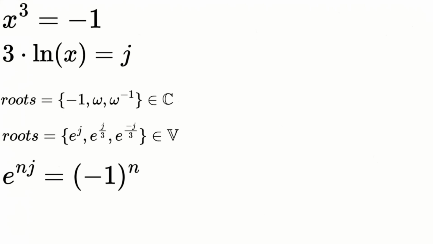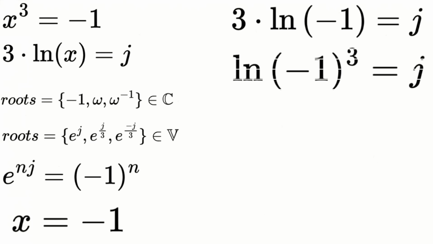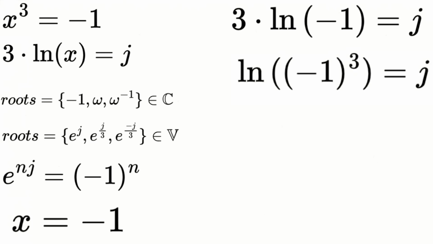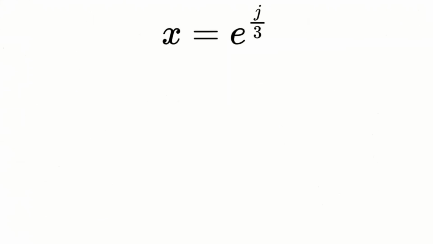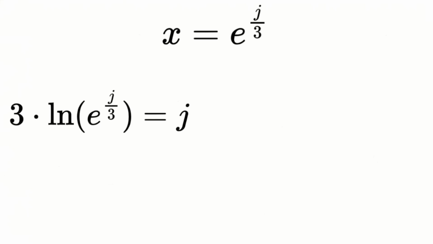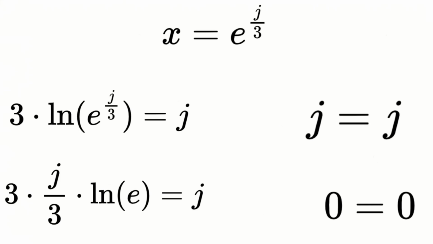Now let's test and verify. Let x equals negative 1, and we get 3 times j equals j. Use the power rule, and we get j equals j. Now put x equals omega equals e raised to j over 3 into the new equation. We get 3 times natural logarithm of e raised to j over 3 equals j. Using the power rule, we get 3 times j over 3 times natural logarithm of e equals j. 3 cancels out with 3, and log e is 1, so we get j equals j.